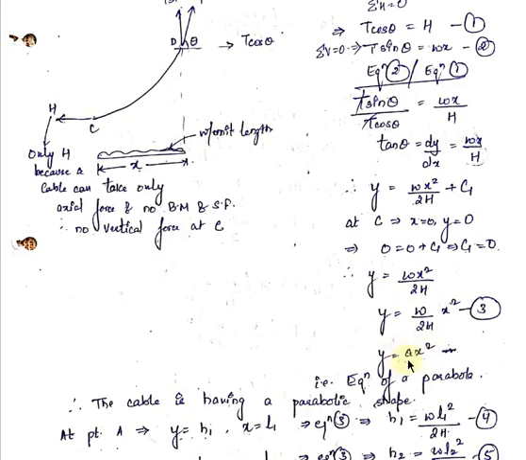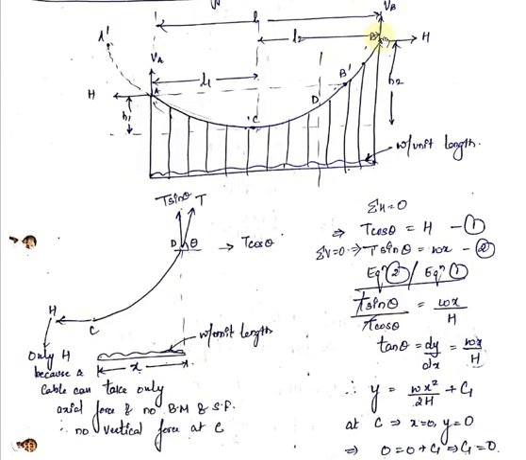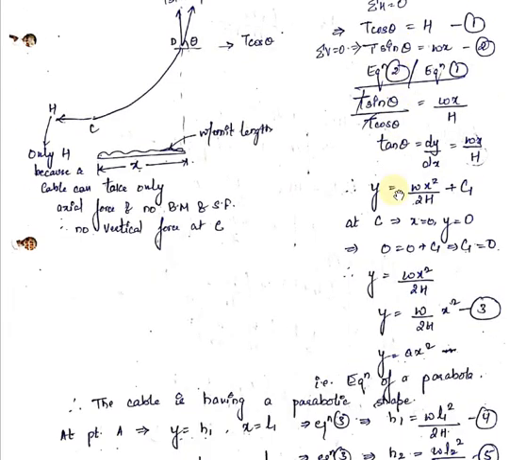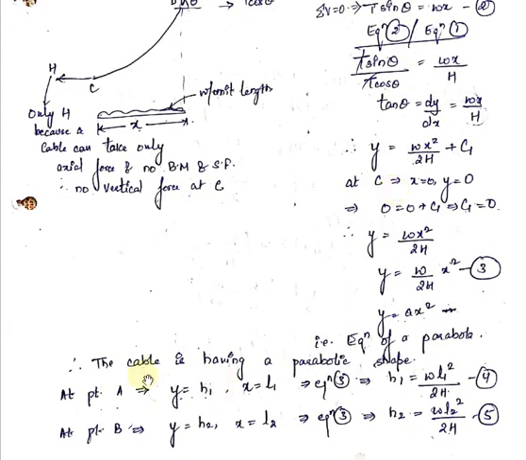which means that whenever a UDL is applied on a cable, even if its supports are at different levels, the profile of the cable will be a parabola. Therefore, the cable is having a parabolic shape.